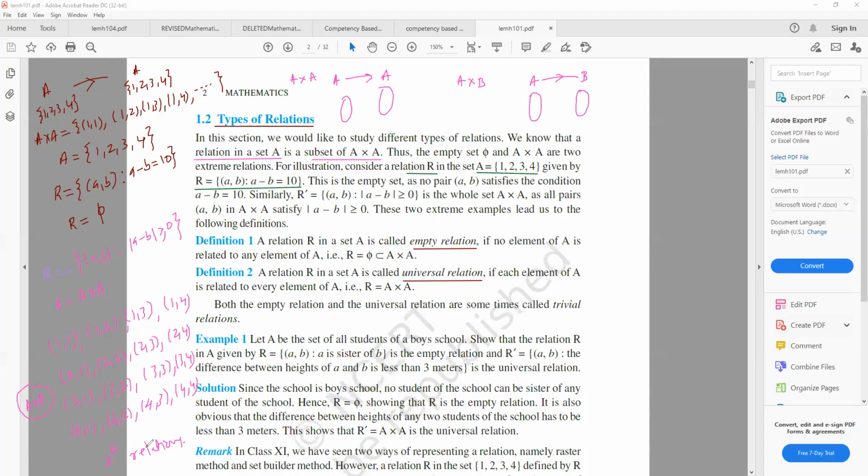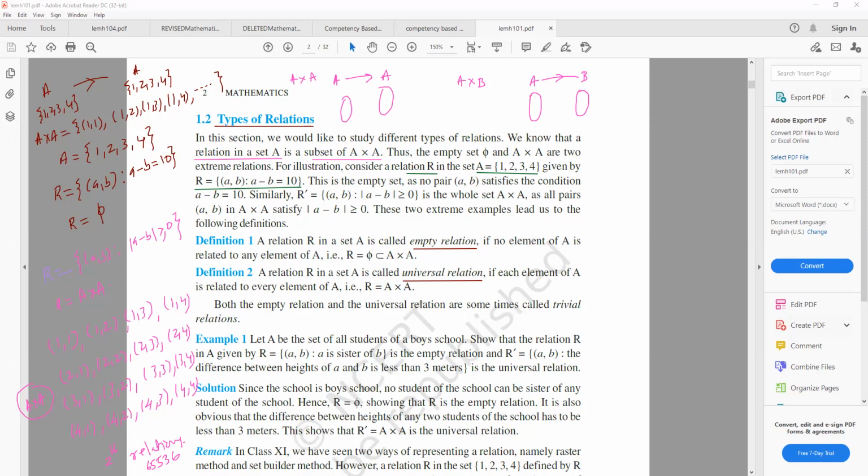ये मैंने अभी लिखा A क्रॉस A. So relation मतलब A cross A का subsets. So 2 to the power 16, 65,536. 65,536 relations are there from A to A. Relation containing one element, relation containing two elements, three elements, four elements, like that up to 16 elements.